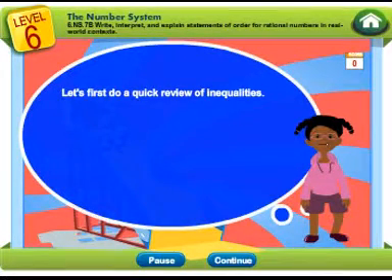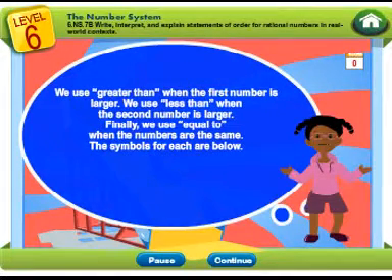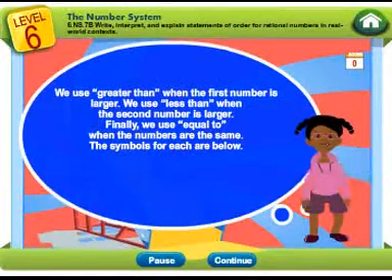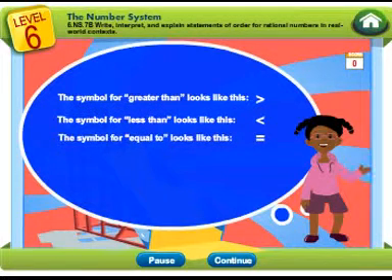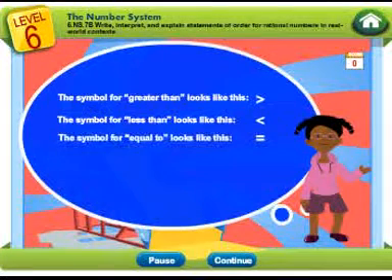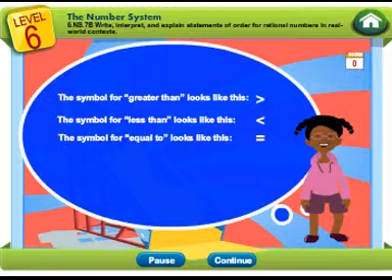Let's first do a quick review of inequalities. We use greater than when the first number is larger. We use less than when the second number is larger. Finally, we use equal to when the numbers are the same. The symbols for each are below. The symbol for greater than looks like this. The symbol for less than looks like this. The symbol for equal to looks like this.